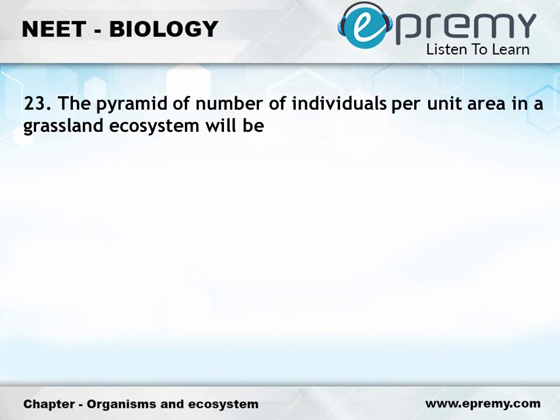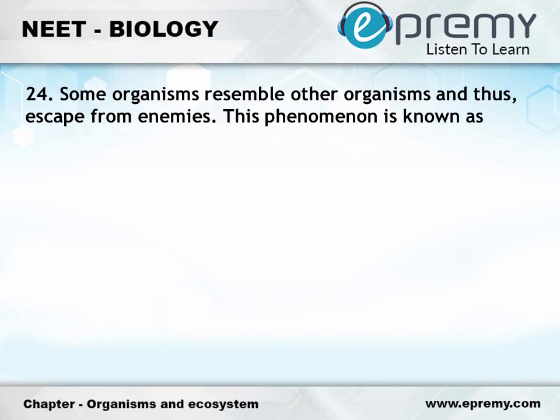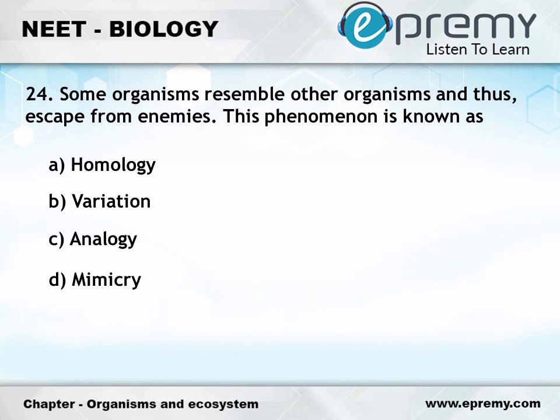Question number 23. The pyramid of number of individuals per unit area in a grassland ecosystem will be option A, linear, option B, inverted, option C, upright, option D, irregular. The answer is option C, upright. Question number 24. Some organisms resemble other organisms and thus escape from enemies. This phenomenon is known as option A, homology, option B, variation, option C, analogy, option D, mimicry. The answer is option D, mimicry.